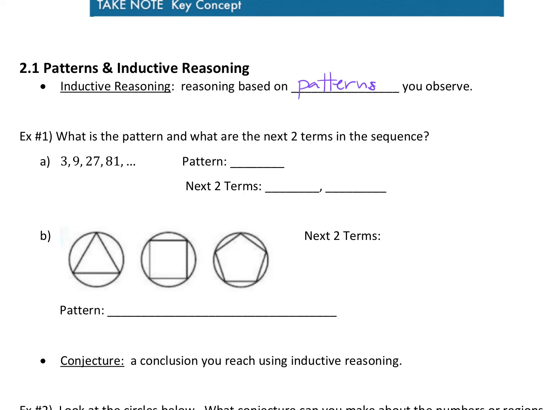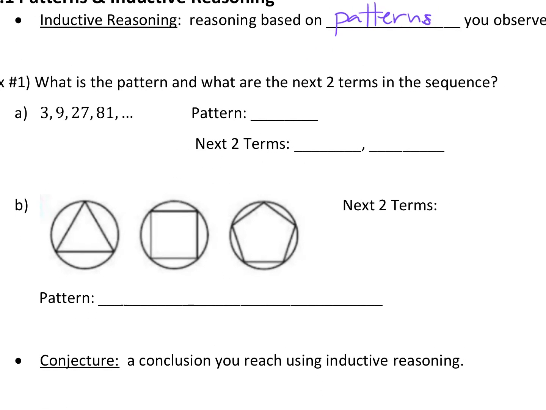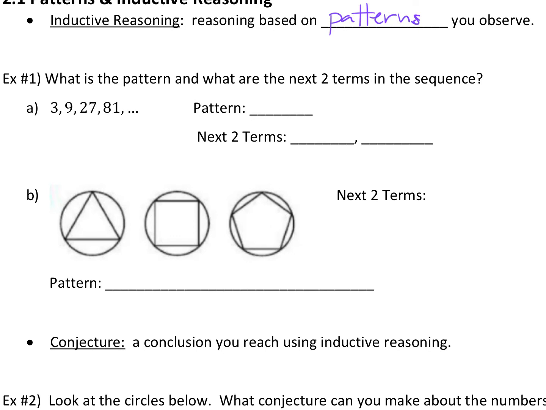next. Okay, so if you look at this letter A, it says, what is the pattern and what are the next two terms in the sequence? So how can I get from 3 to 9? And how can I get from 9 to 27? And how can I get from 27 to 81? That's the question you're asking yourself. Anyone see it?